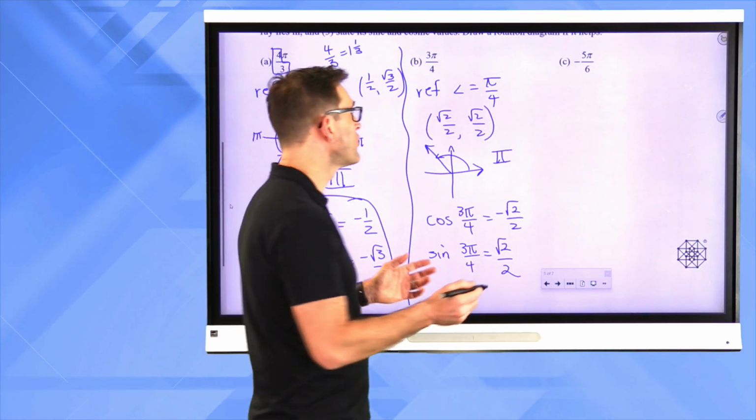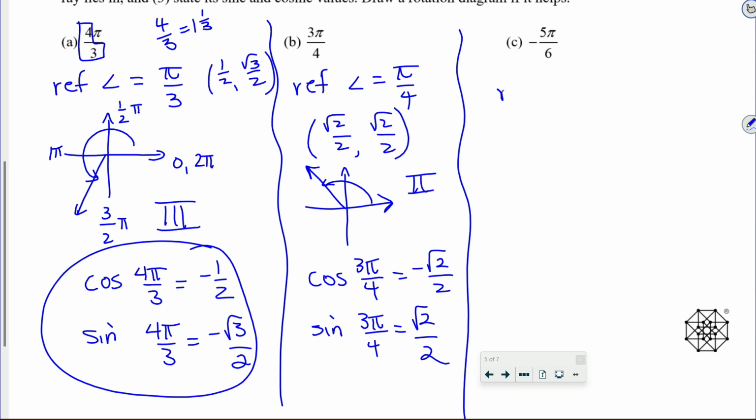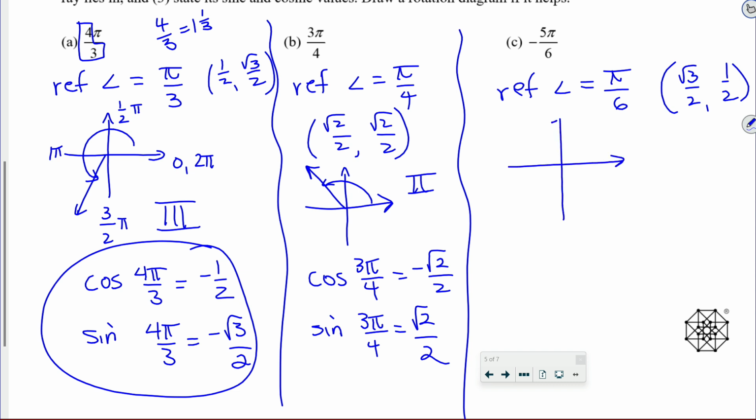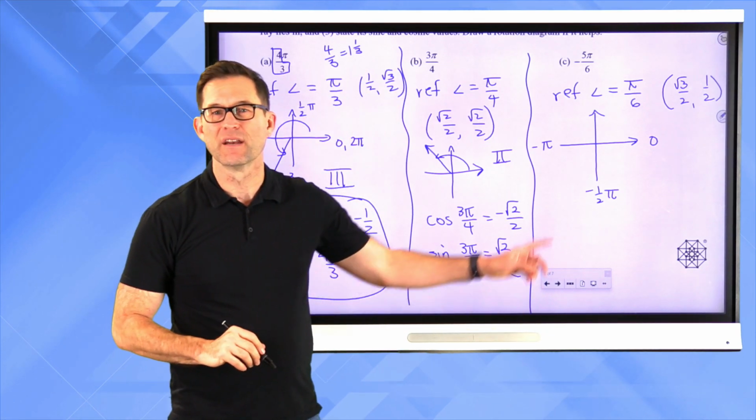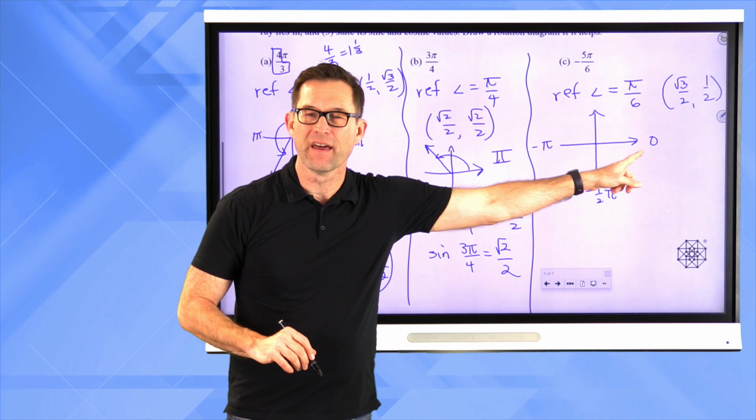Okay, well again, reference angle, piece of cake. Reference angle is pi over 6. Excellent. Now remember, its coordinate pair is root 3 over 2, comma 1/2. There we go. Now, negative 5 pi over 6. Well, the key here is we've got to go clockwise. This is going to be 0. This is going to be negative 1/2 pi. And this is going to be negative pi, right? And then it's going to be negative 1.5 pi and negative 2 pi.